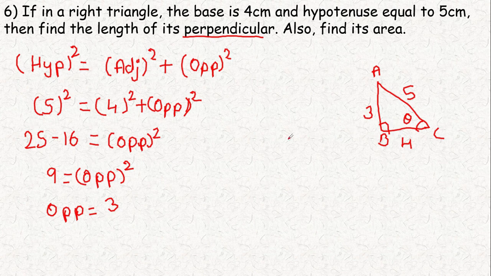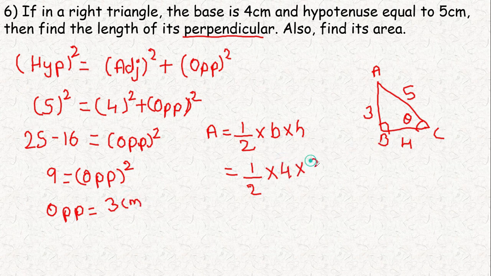And find its area. When you come to a right angle triangle, you can use half into base into height when the sides are given. You will be thinking about what is the height. The base is this, which is 4, and the height is 3. Here in the right angle triangle, height is the perpendicular. So area is equal to half into base 4 into height 3. So 2 ones are 2, 2 twos are 4, area is equal to 6 cm square.